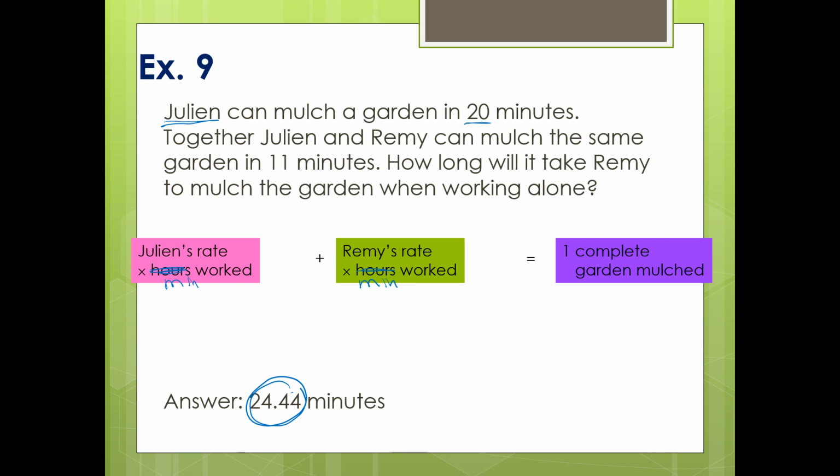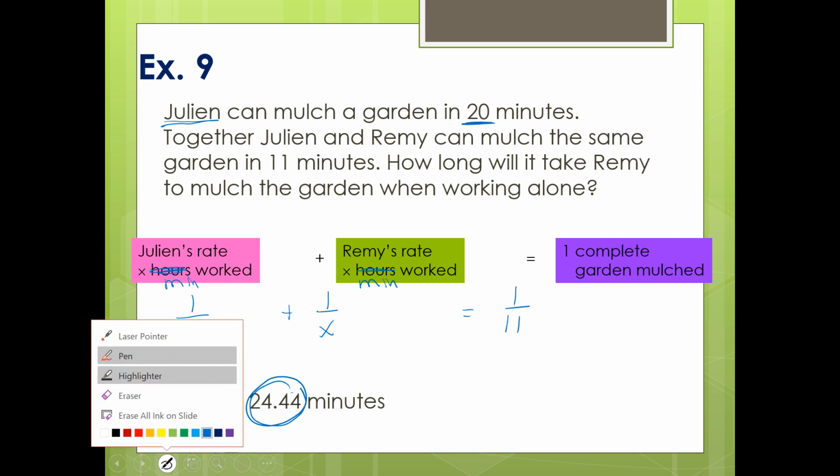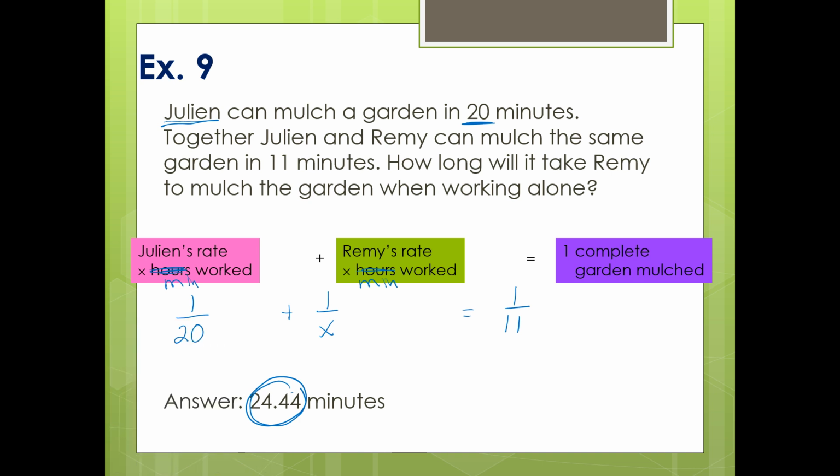So Julian can mulch a garden in 20 minutes. So that means his rate is 1 garden every 20 minutes. Remy is, again, our mystery man, so he's 1/x. And then together they can do it in 11 minutes. Okay, so we're going to find our GCF here, and that's just going to be all of our denominators. So 20, x, and 11. We're going to multiply everything here by 20 times x times 11.